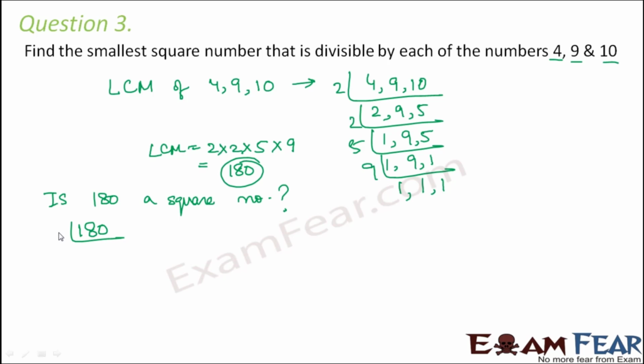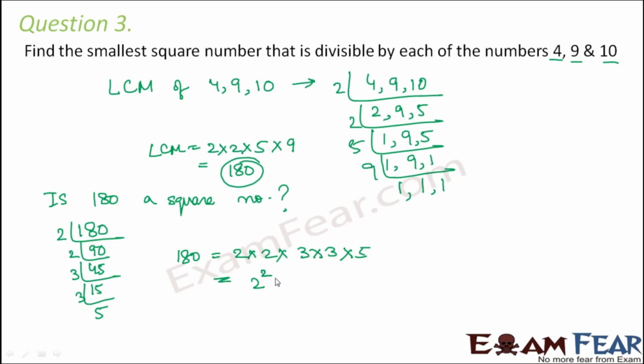Now you prime factorize it. So this is 2 into 90, 2 into 45, 3 into 15, 3 5s are 15. So therefore 180 can be written as 2 into 2 into 3 into 3 into 5. So this can be written as 2 square into 3 square into 5. So is this a perfect square? No, this is not a perfect square. So what should you do to get the nearest perfect square of this? Let us multiply this by 5, because 5 is that extra part because of which this is not a square number.